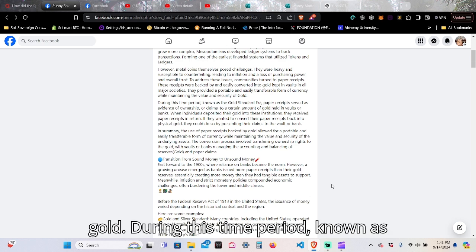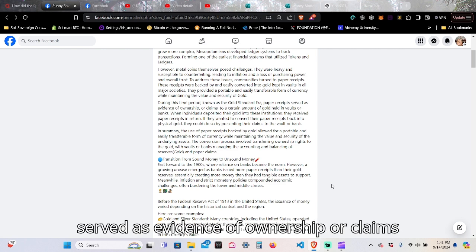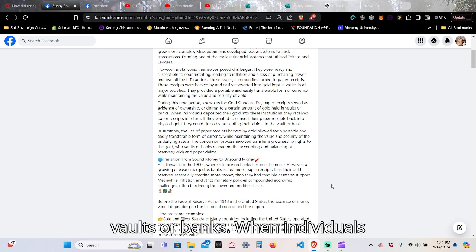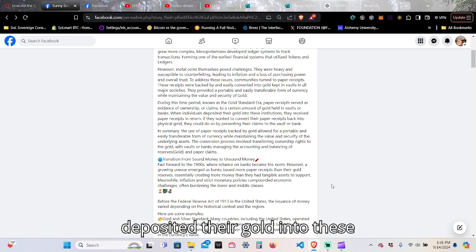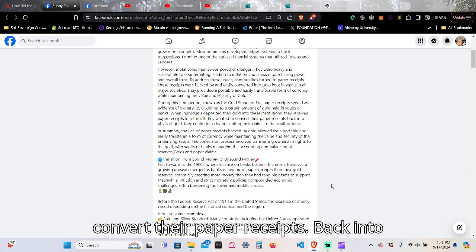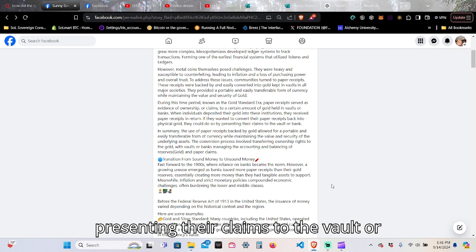During this time period, known as the Gold Standard era, paper receipts served as evidence of ownership or claims to a certain amount of gold held in vaults or banks. When individuals deposited their gold into these institutions, they received paper receipts in return. If they wanted to convert their paper receipts back into the physical gold, they could do so by presenting their claims to the vault or bank.